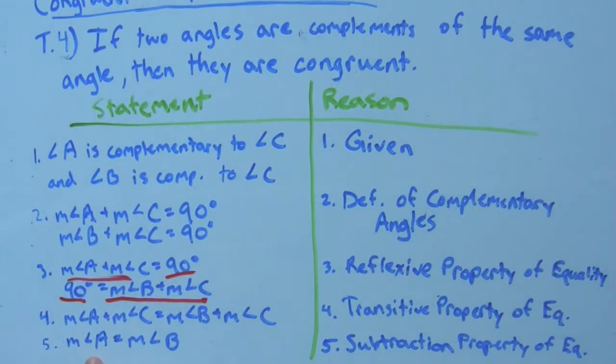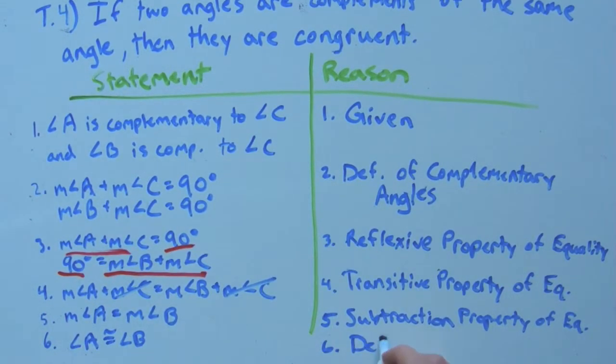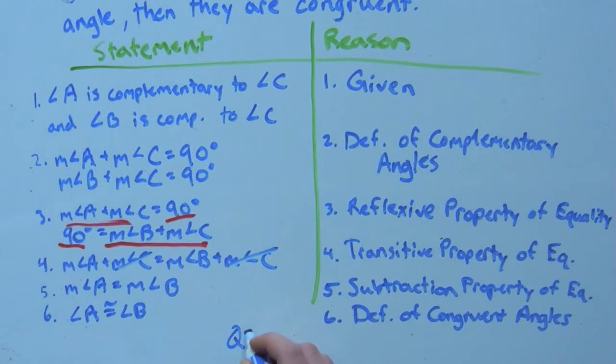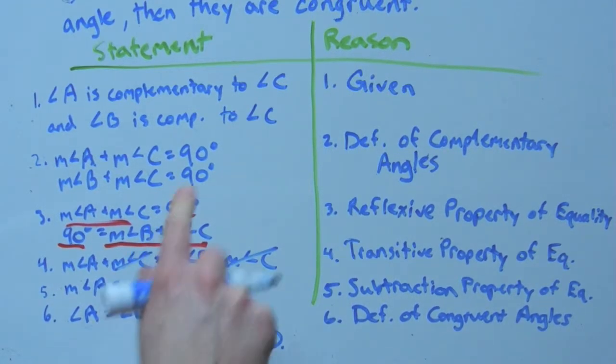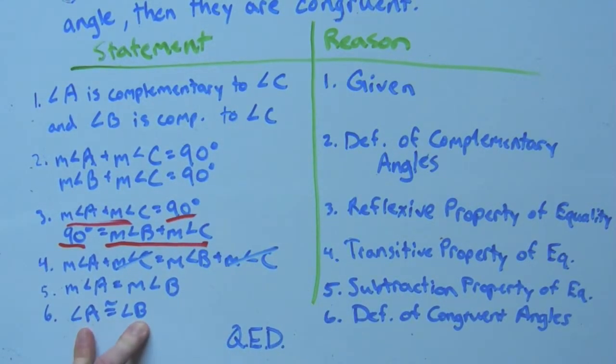Next, we can say that the measure of angle A equals the measure of angle B by the subtraction property of equality if we subtract the measure of angle C from both sides. And then angle A is congruent to angle B by the definition of congruent angles. And now our proof is complete, because we needed to show that if two angles are complementary to the same angle, then those angles are congruent.